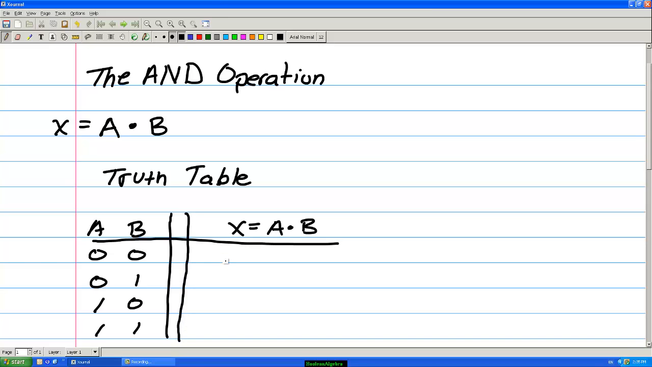We will see here that AND operation or multiplication is the same as regular multiplication. X will only equal 1 when both A and B are 1. In all other cases, it is 0. And this can be extended to multiple input AND gates. This is the symbol for the AND gate.